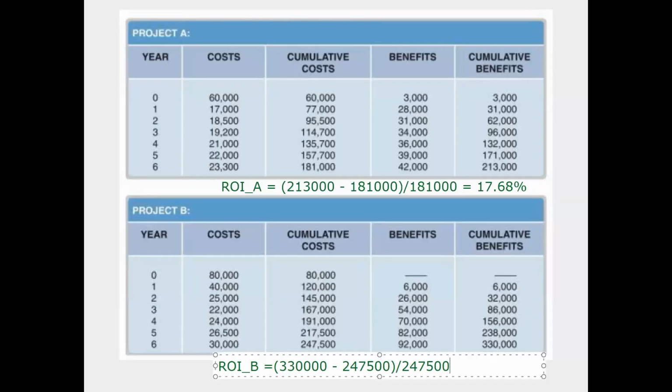So now let's calculate. We first need to subtract 330,000 minus 247,500, and then you divide by 247,500. So it's about 33%, right? Is it? Can you check?